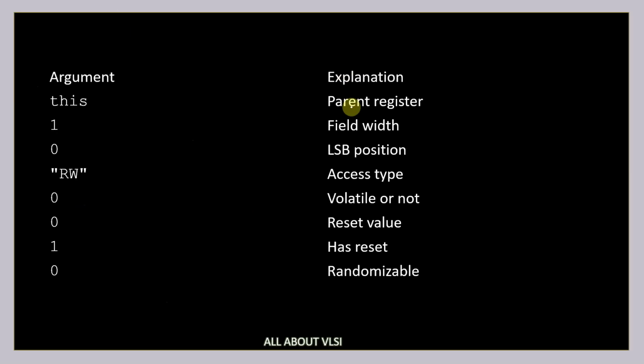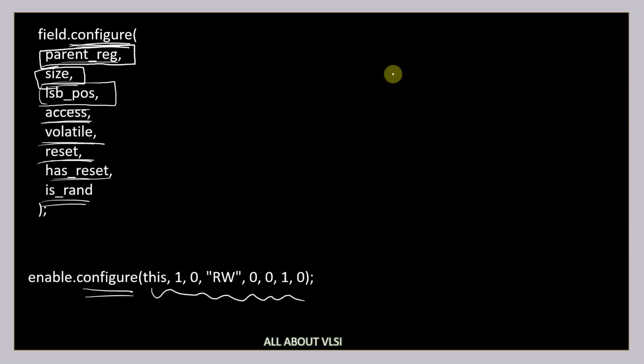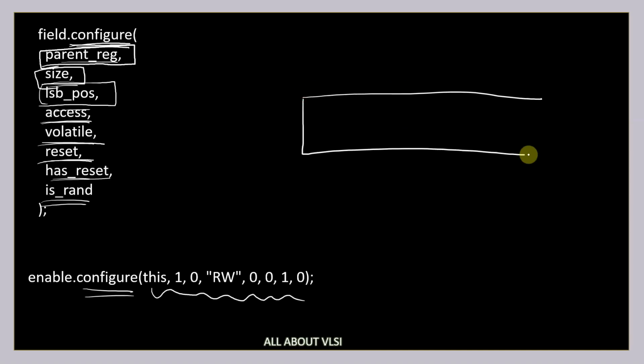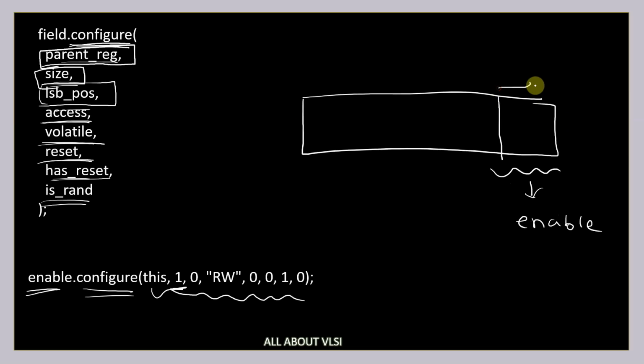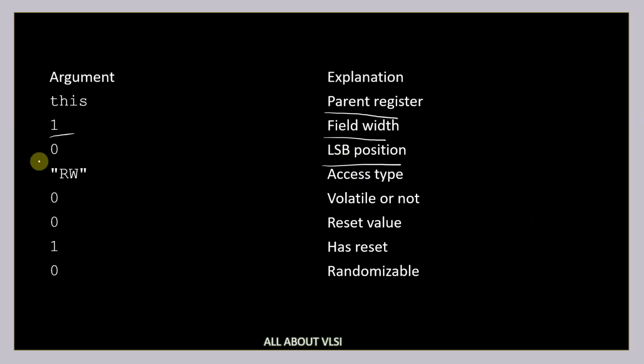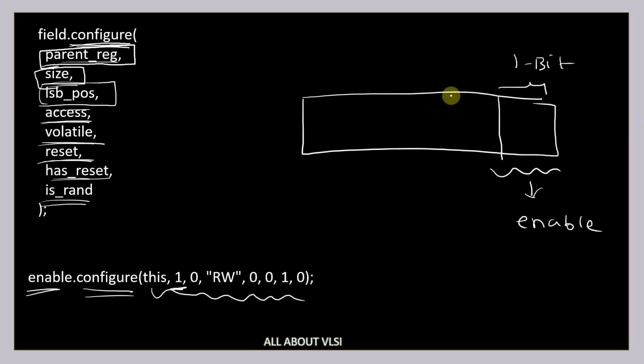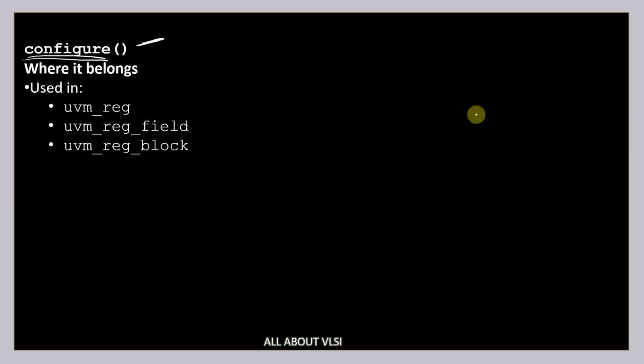So this means it is the parent register. One means it is the field width. Let's say we have a register and a field known as enable. Now what is the width of this enable? We provide it over here. One means the field width is 1 bit. Next, the LSB position is 0, that means it is little endian.